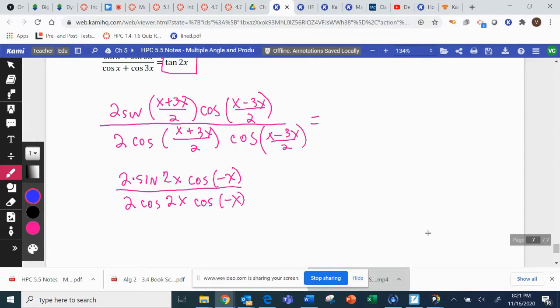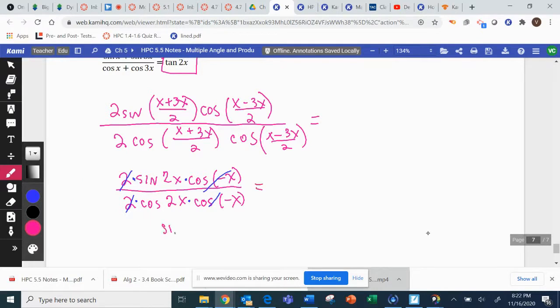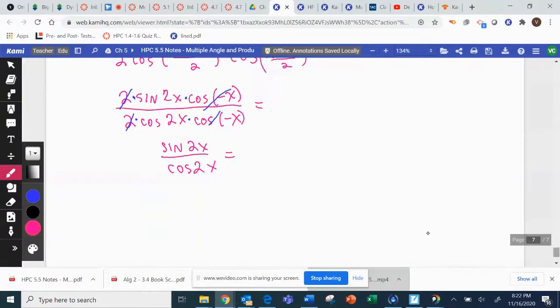Now these are factored. There's no addition between them or subtraction between them. They're all factors. And if something can factor out, it can cancel. So those can cancel. And these can cancel because they can factor out. So now I have sine 2x over cosine 2x, which is the same thing as tangent 2x.